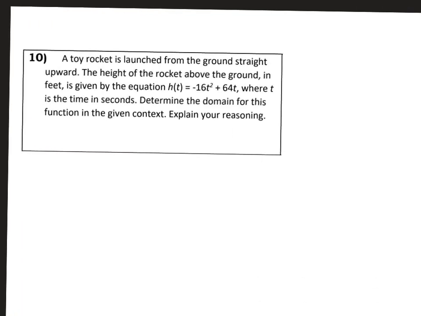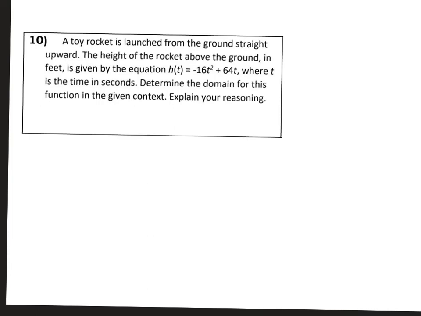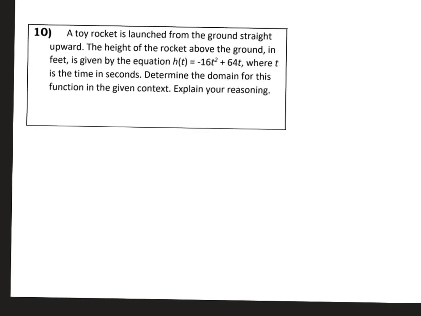A toy rocket is launched from the ground straight upward. The height of the rocket above the ground in feet is given by the equation h of t equals -16t squared plus 64t, where t is the time in seconds. Determine the domain for this function in the given context and explain your reasoning. Okay, so this is a real life scenario, right? Because it's saying to determine the domain for this function in the given context.